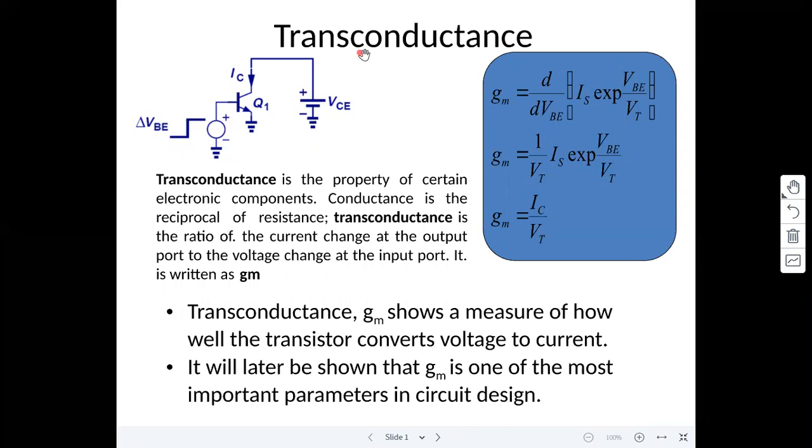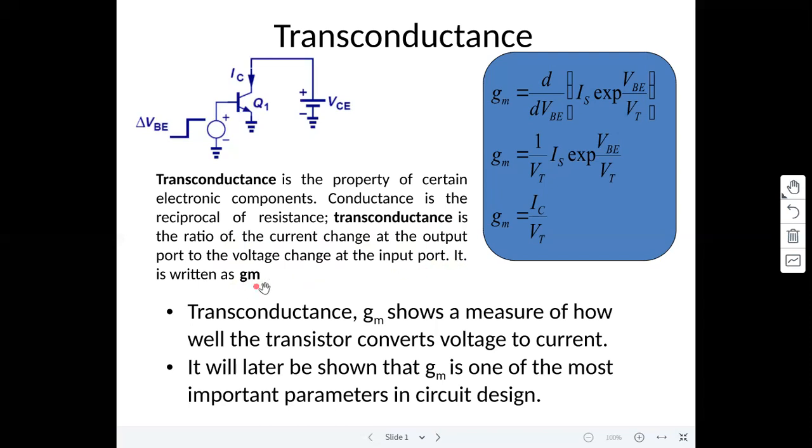the transconductance. Okay. Transconductance is the property of certain electronic components. That means transconductance we may apply not only to the bipolar junction transistor, we may apply it to the FET also, the MOSFET, metal oxide semiconductor field effect transistor also. So that's why transconductance is the property of certain electronic components like BJT, FET, right? Conductance is the reciprocal of resistance. Transconductance is the ratio of the current change at the output port to the voltage change at the input side.